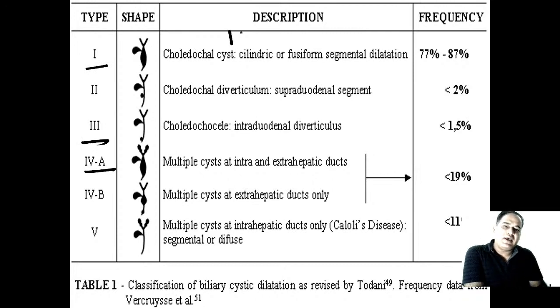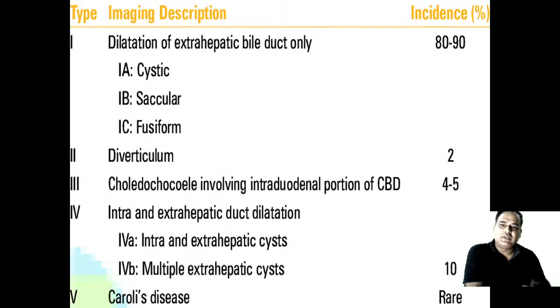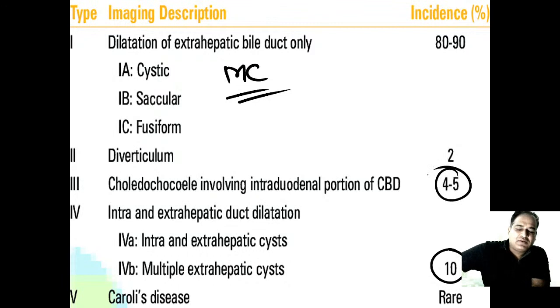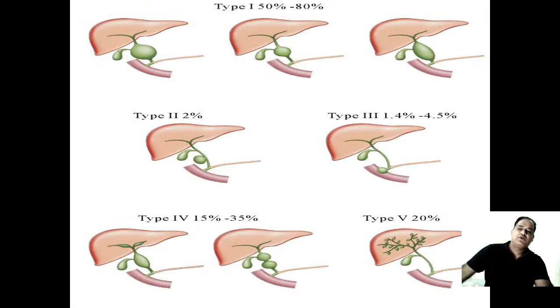So the mnemonic there is 1-4-3. Our generation knows the meaning of 1-4-3. When we were back in college, this dictum was very famous. 1-4-3 is for I love you. So type 1 is the most common, type 4 is the second most common, and type 3 is the third most common. Type 3 involves the intraduodenal part of the common bile duct.